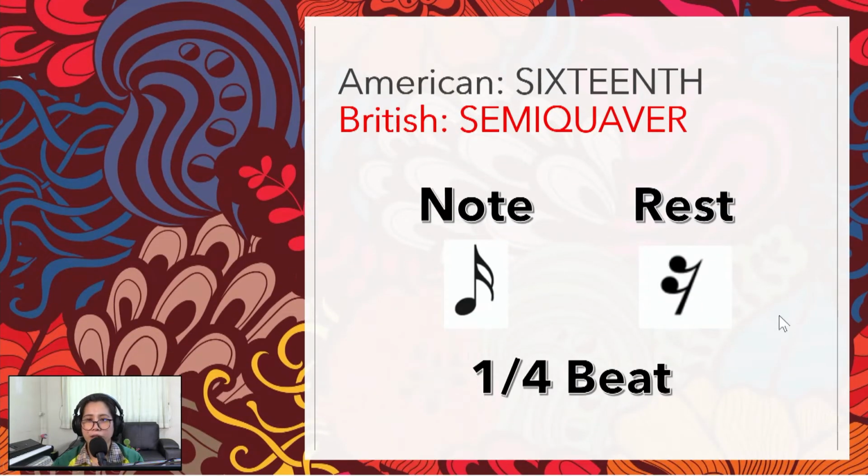In American, they call this one the 16th note and the 16th rest. Look how the note looks and how the rest looks, okay? And then in British, they call it semi-quaver note and semi-quaver rest. And this note gets 1/4 beat. 1/4 beat. Did you get it? So moving on.